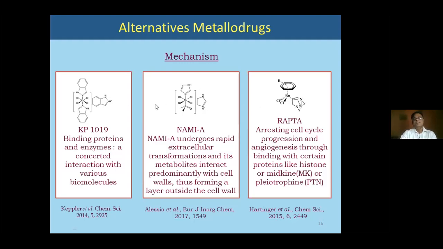Among these three complexes, the first two are in clinical trial, phase 1 and phase 2, and the RAPTA compound is in preclinical trial at this moment. And you can see they are not really working in the same way as platinum complexes. They are not working by attaching to the DNA, but by inhibition of certain proteins or certain enzymes, or some kind of transformation extracellularly, which is the root cause of why these compounds can show anti-cancer activities. But still, these complexes are in clinical trial. They have not been approved so far.